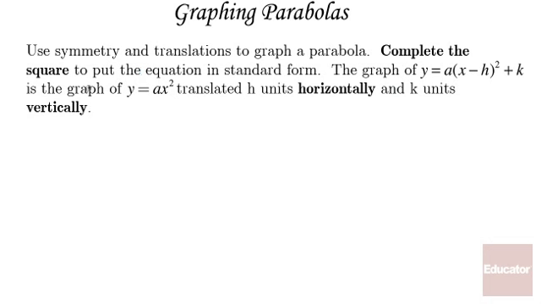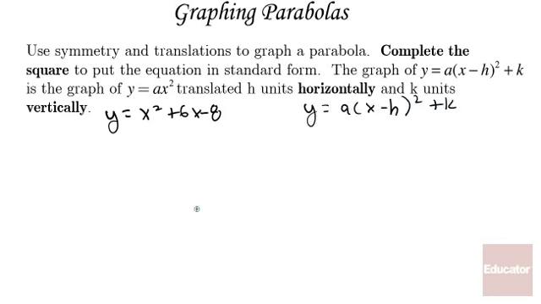So in order to put the equation into standard form, let's say you're given an equation such as this: y equals x squared plus 6x minus 8. And I want it in standard form. I want it in this form: y equals a(x minus h) squared plus k. The first thing to do, and this is again review from an earlier lesson, you can go back and look at the lesson on completing the square as part of this lecture series, but we'll review it again now.